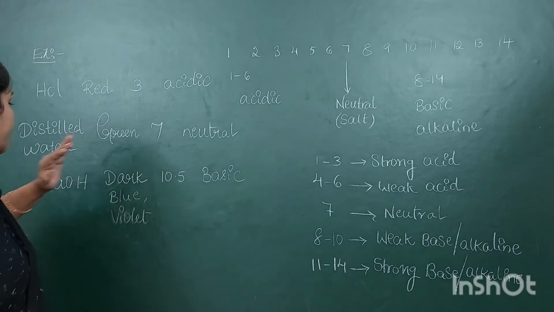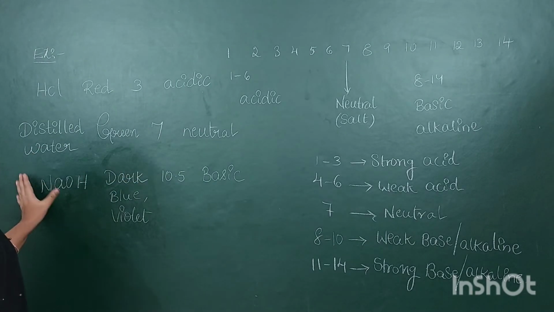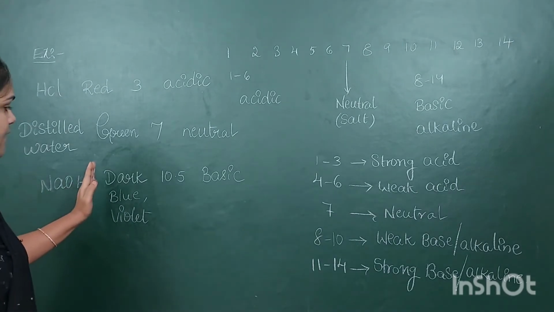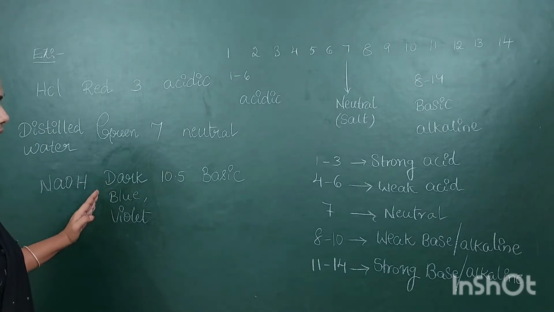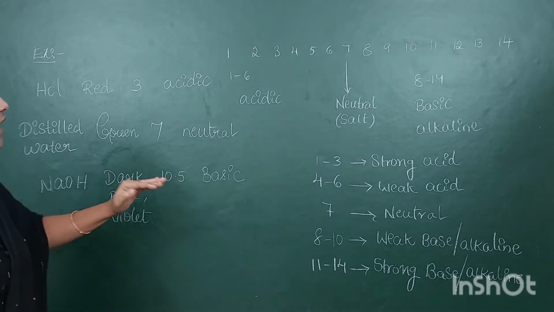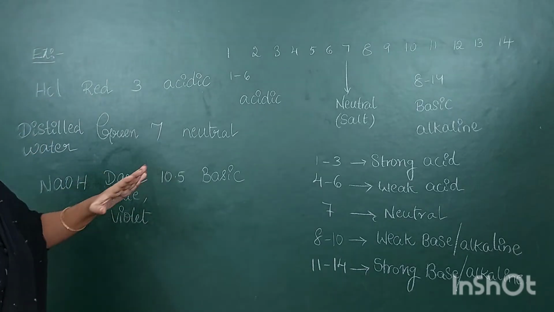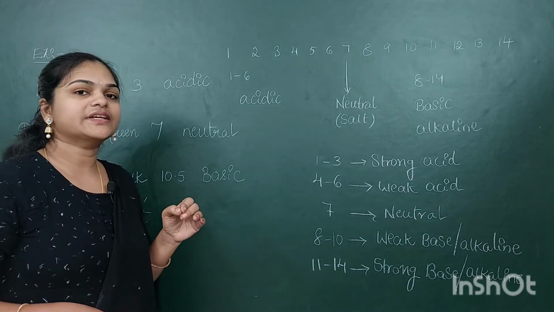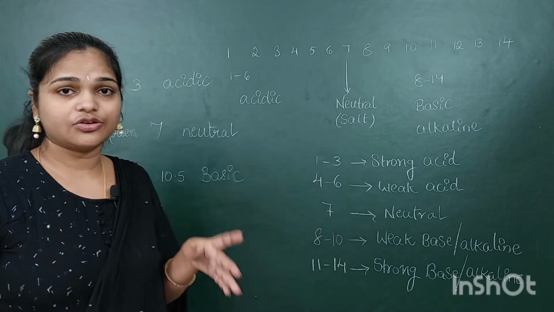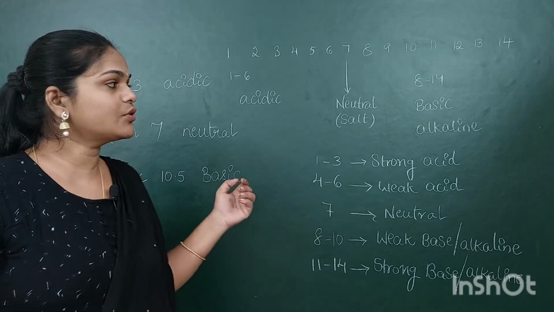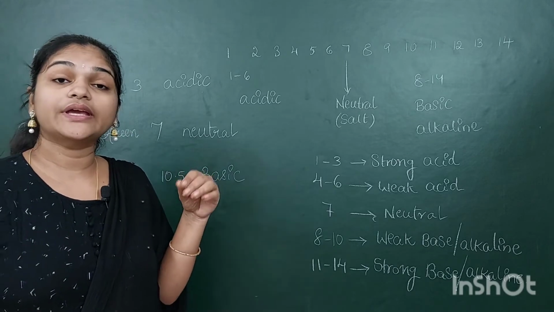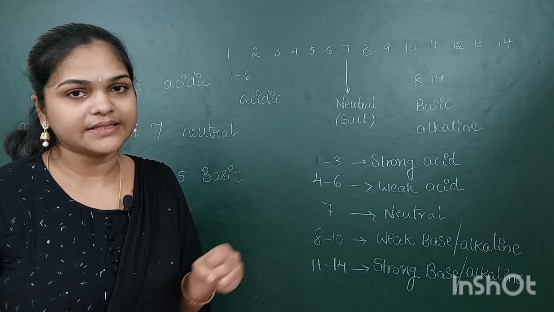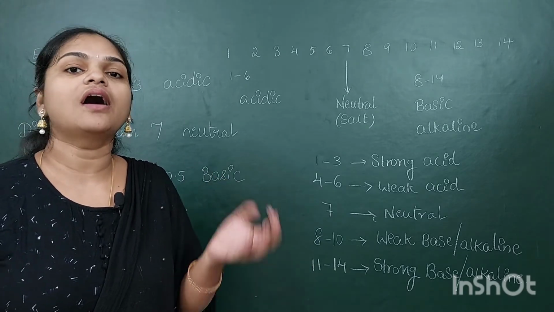Next, the base, that is NaOH, sodium hydroxide. When you take sodium hydroxide, we get the color dark blue or violet and its pH value is approximately 10.5. So it is basic in nature. To know whether a solution is a strong acid or strong base, weak acid or weak base, we can use the pH scale. By using the pH scale, we can know how much acid it has. The strength of the acid and the strength of the base can be determined by using the pH scale.